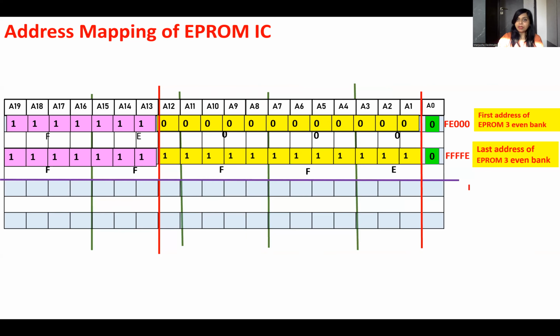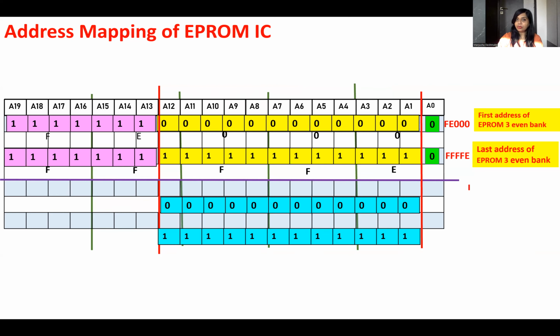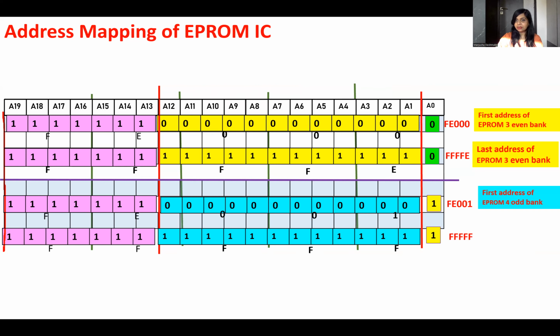Now we will do it for the odd bank. Again, repeat the same. All A1 to A12, make it 0. A1 to A12, make it 1. Here, as I said, for all 4 combinations, it should be the same. So it should be 1, 1, 1, 1, 1, 1. See, these are the addresses.